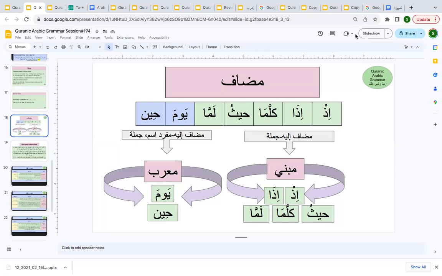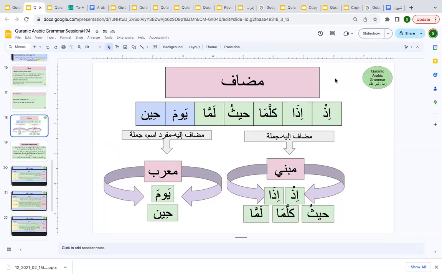Most importantly, everyone should know by now that if you are seeing anywhere in Quran a zarf which acts as mudaf as well, and there are a few of them that I have on my slide, and I've been showing it to you since session number 80 something: idh, idha, kullama, haythu, lamma, you are not expecting to see a mufrad ism after them.